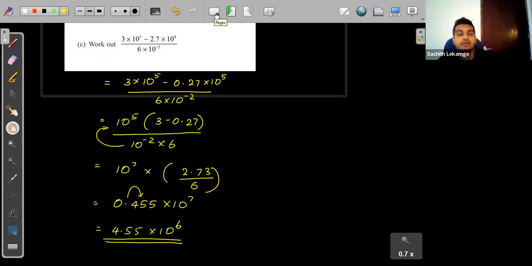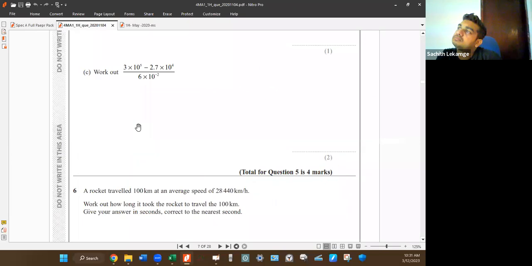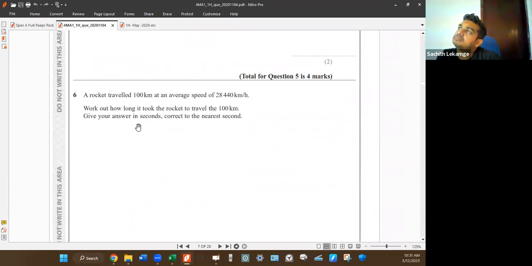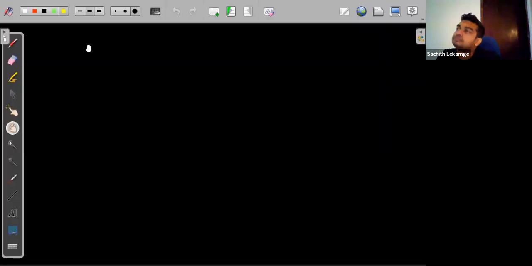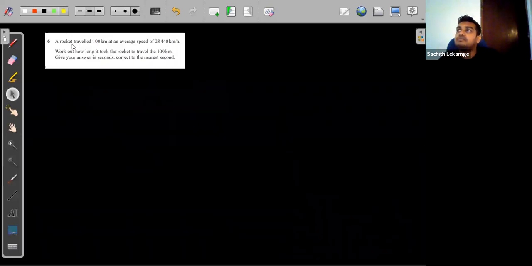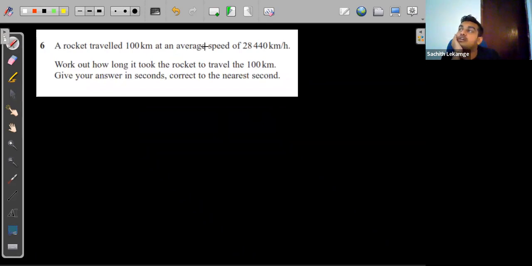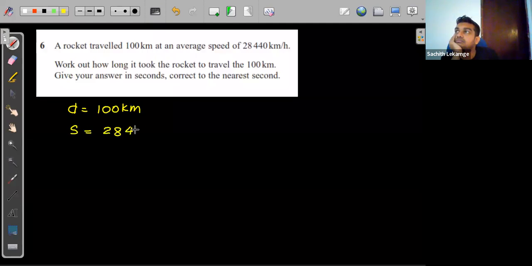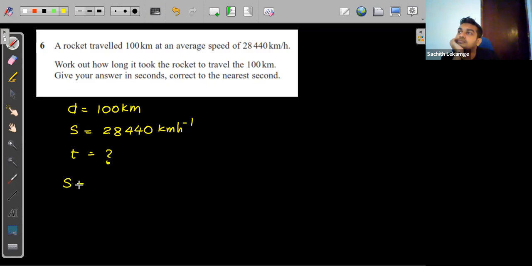Okay. Next question. Sixth question, 3 marks. Okay, check this out. A rocket traveled 100 kilometers at an average speed of this. Work out how long it took the rocket to travel 100 kilometers. Distance over time. So time equals distance over speed.